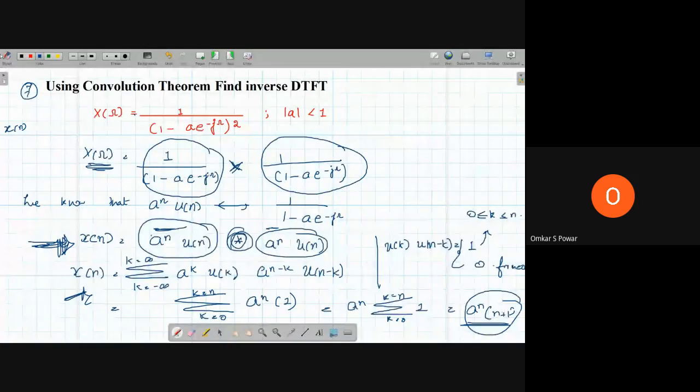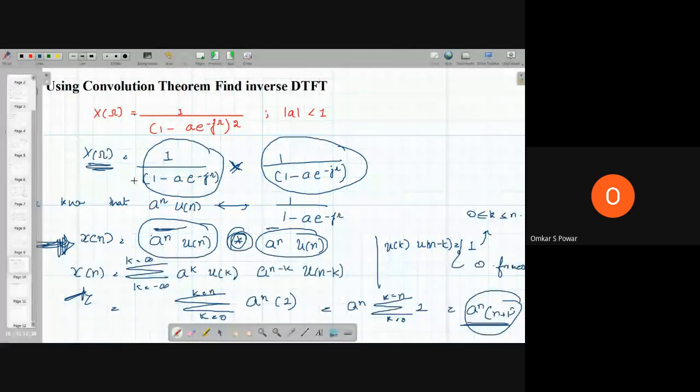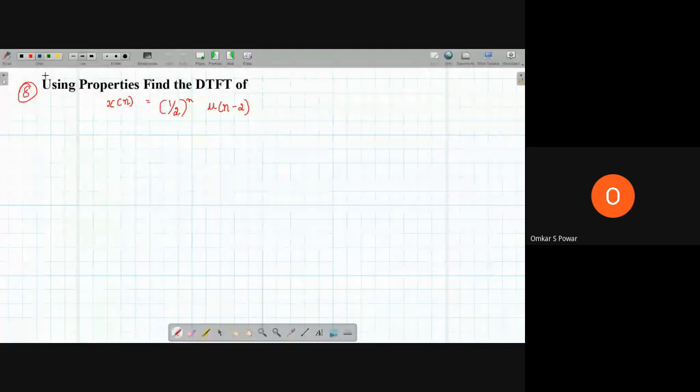Okay, so we will do some more problems with respect to properties. What is the question given here? Using properties, find the DTFT of x of n is equal to half to the power n into u of n minus 2. In CTFT also we have done some problems, a power of t into u of t minus 2, something like that we have done there also. Here it is n, so the logic remains the same. There is no change in logic.